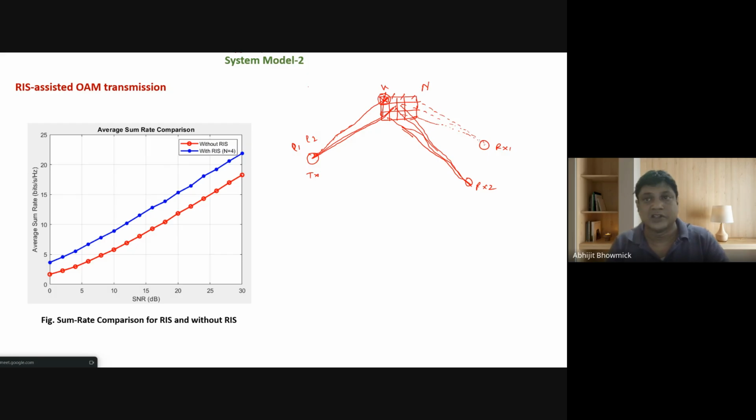How many modes they are using. Since there are n number of elements and two modes, the transmitter to RIS channel's dimension becomes n cross 2.